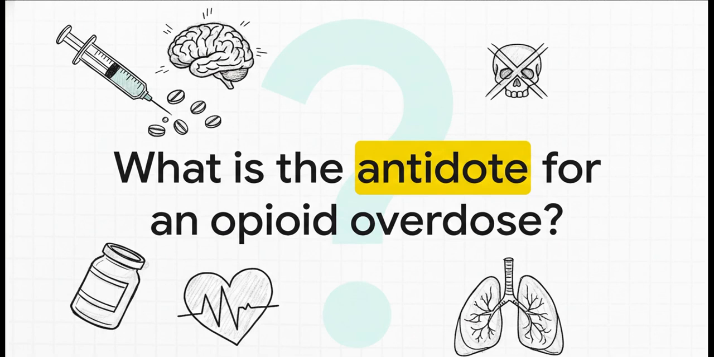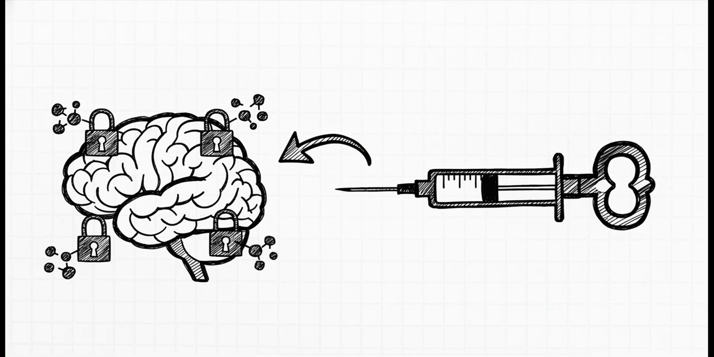And the final question, what is the antidote for an opioid overdose? You should definitely know this one by now. Exactly. It's naloxone, brand name Narcan. It's the opioid antagonist we use to reverse an overdose.